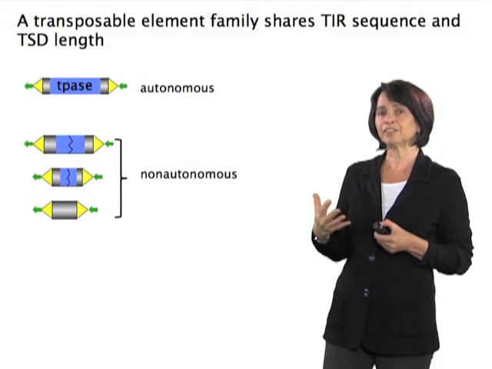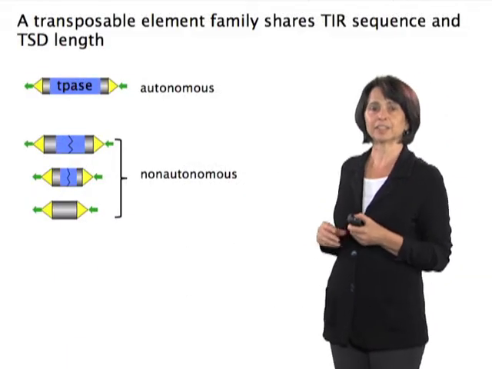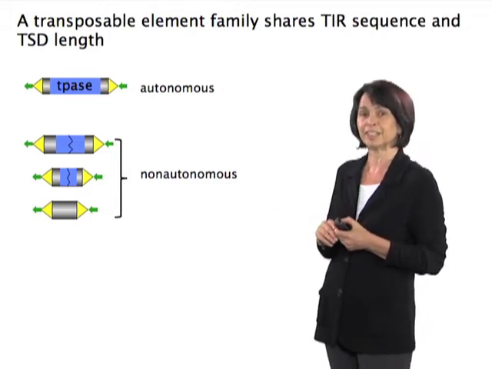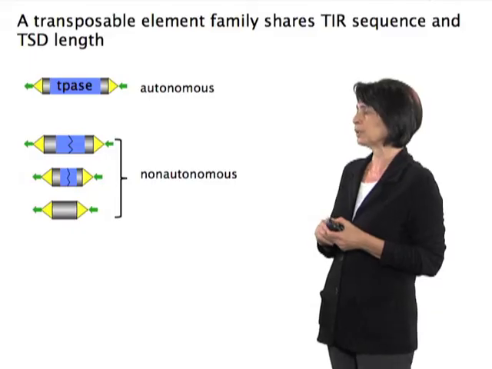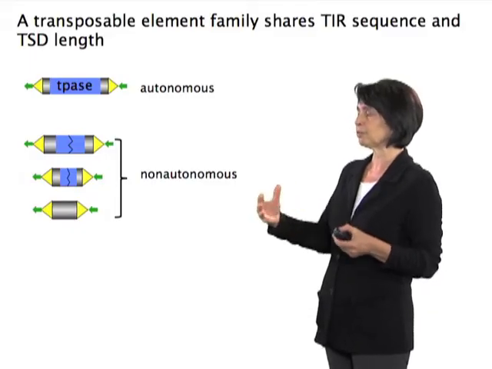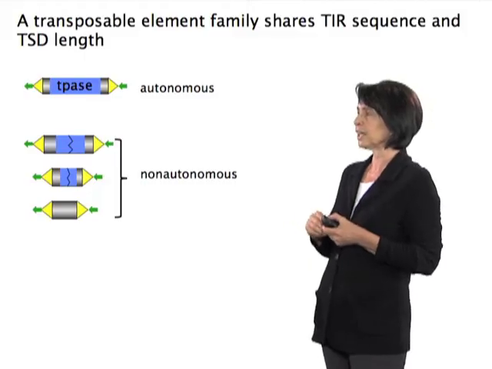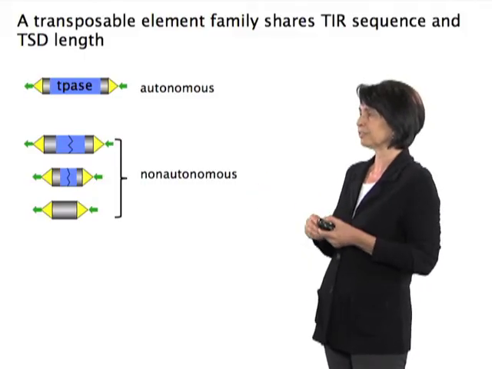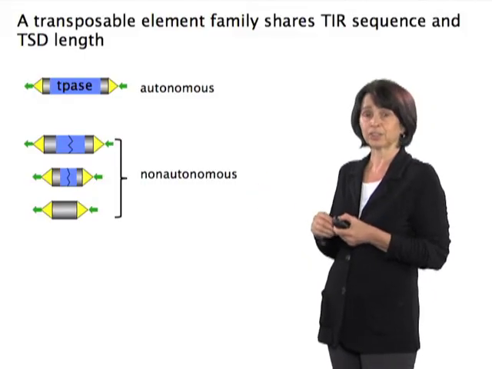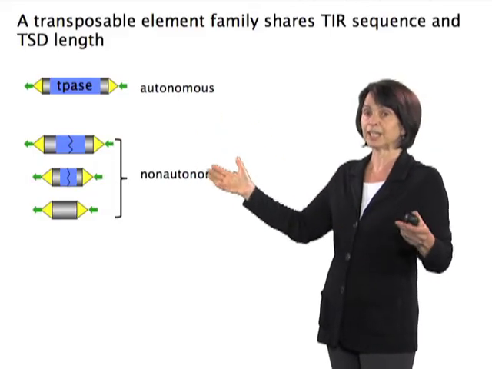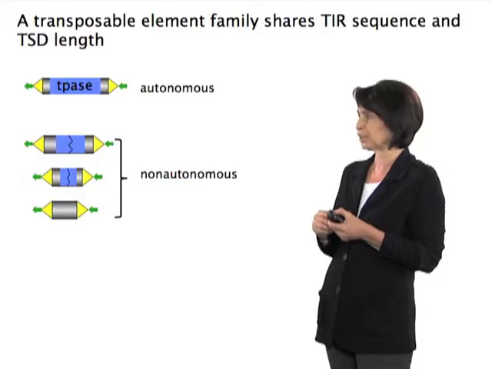So I want to define another term, and that is a transposable element family. And this we'll see a lot more in the next talk. So a transposable element family, as you saw before, has autonomous elements and non-autonomous elements. And there can be lots and lots of members of the family. So we can have one or more autonomous elements, and many non-autonomous elements in the genome.